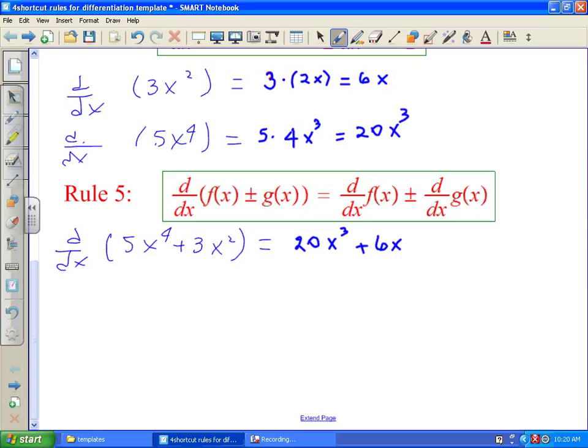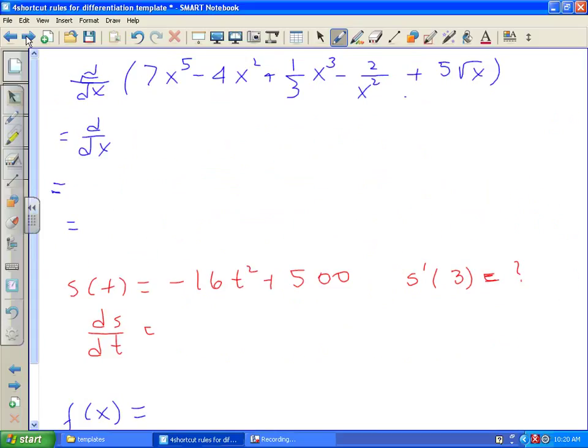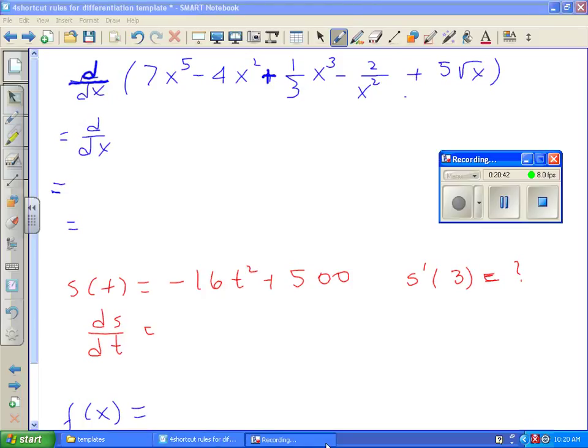We'll do more examples of this, such as in this example that we have at the top of the page. Let's find the derivative of 7x to the 5 minus 4x squared plus a third x cubed. This one we'll use, as you can see, a little bit of everything we've learned so far. Minus 2 over x squared plus 5 over x. I'm going to give you a little time to think about this, and we'll come back and discuss it.